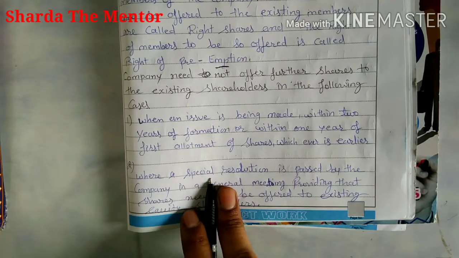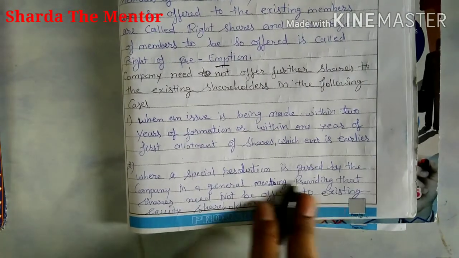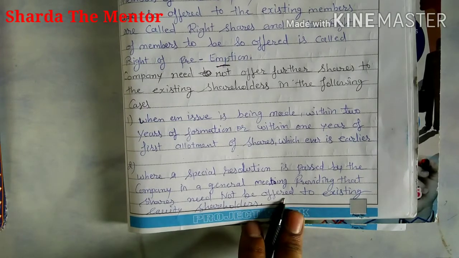Now the second condition is where a special resolution is passed by the company in a general meeting providing that shares need not be offered. It may be possible that the board of directors agree in the annual general meeting that they won't issue shares to the existing shareholders. If they all agree and pass a resolution in the general meeting, then it is not necessary for the company to issue new shares to the existing shareholders.